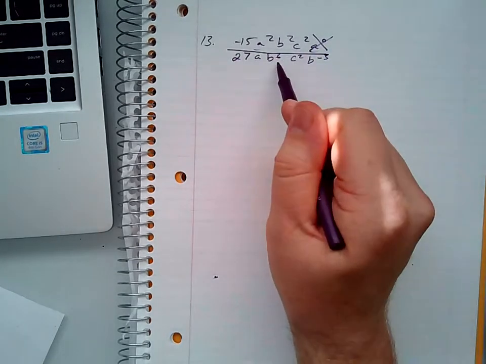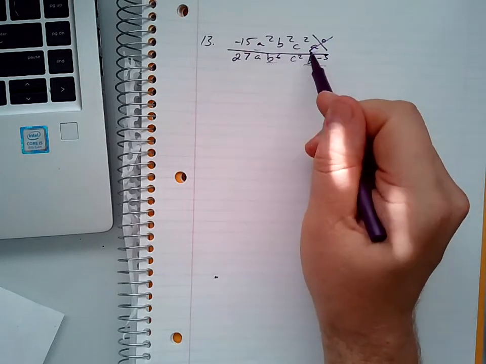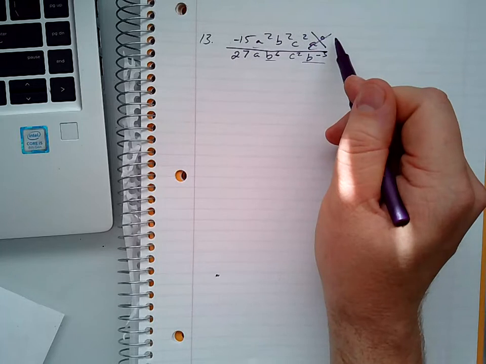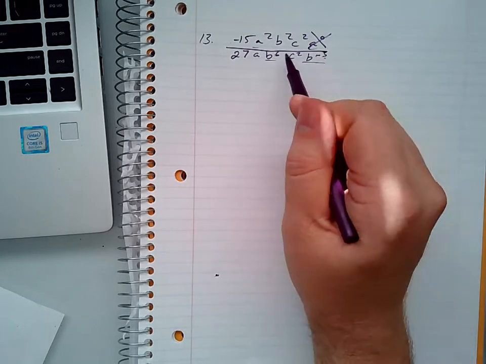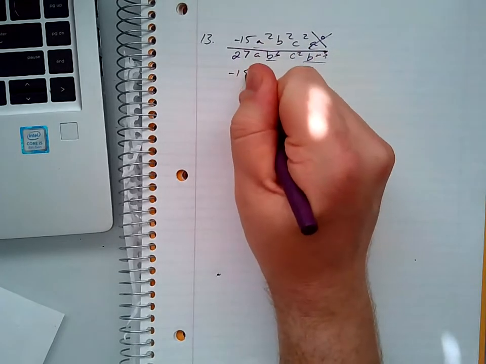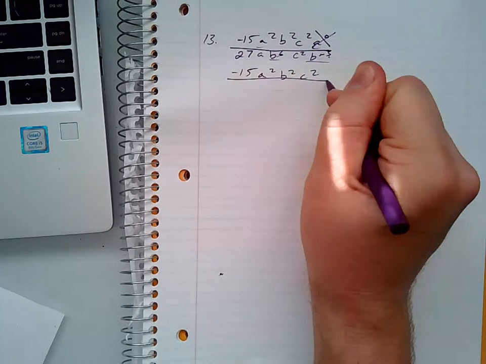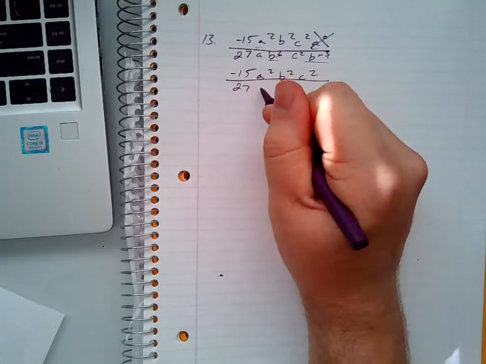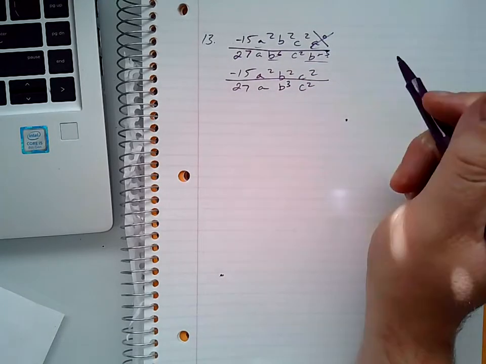Now we have two b's. We have b to the 6th and b to the negative 3rd. I don't have to move that one up here yet. I can, or I can just combine these like terms. I have 6 minus 3, which is going to give me 3. So I'm going to go ahead and rewrite this as negative 15 a squared b squared c squared over 27a b to the 3rd and c squared.